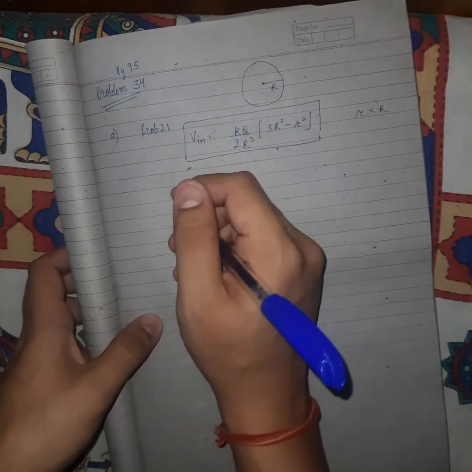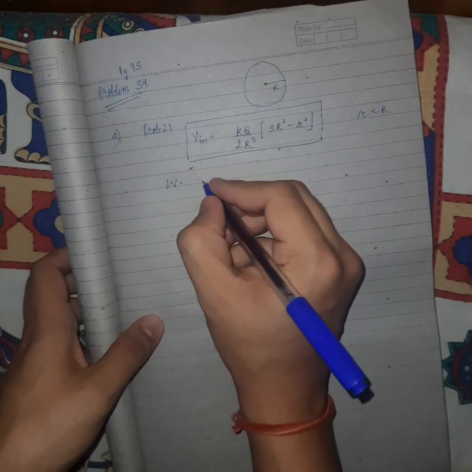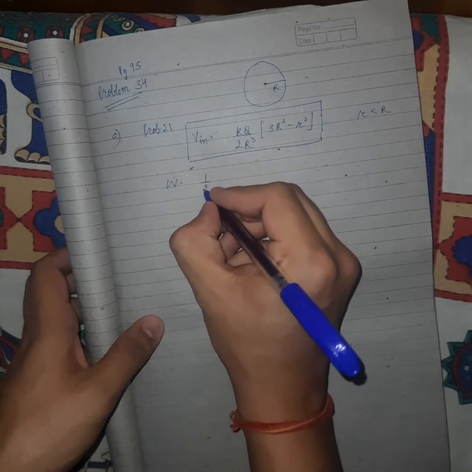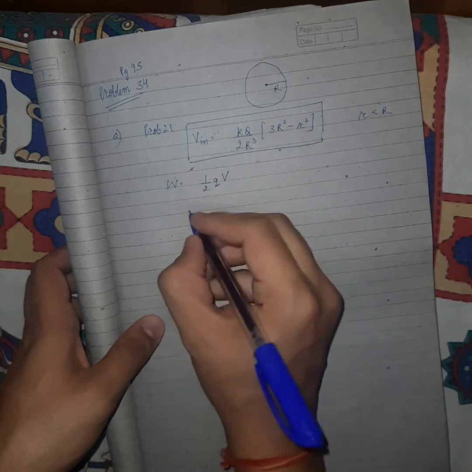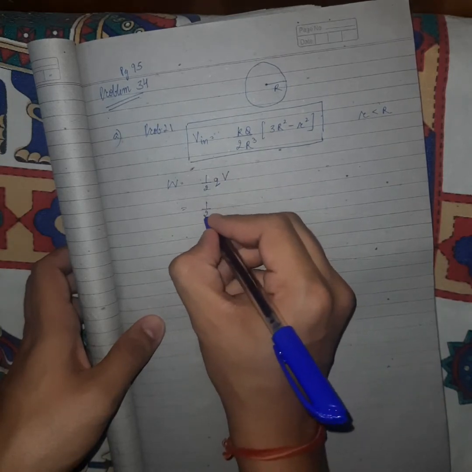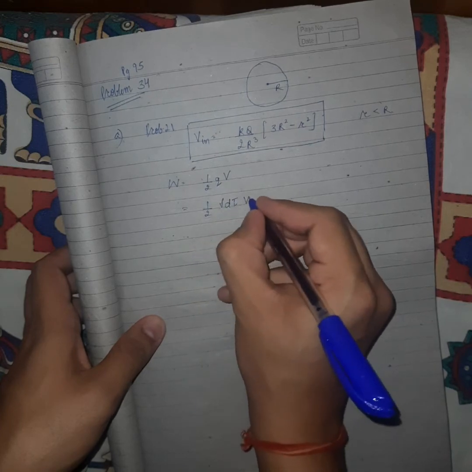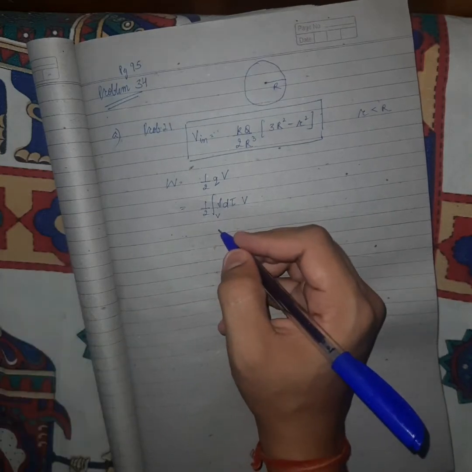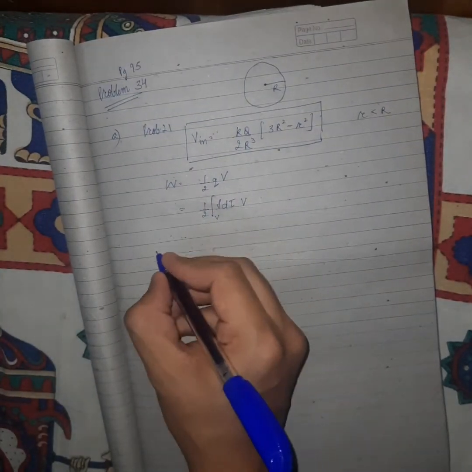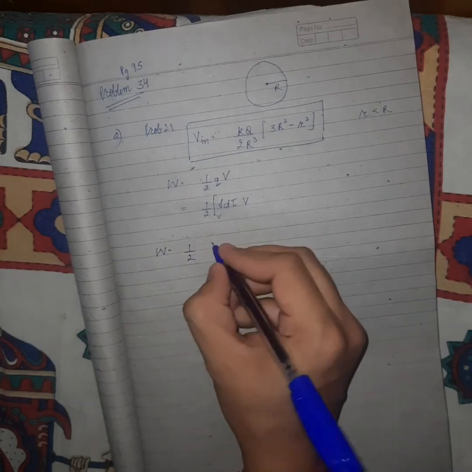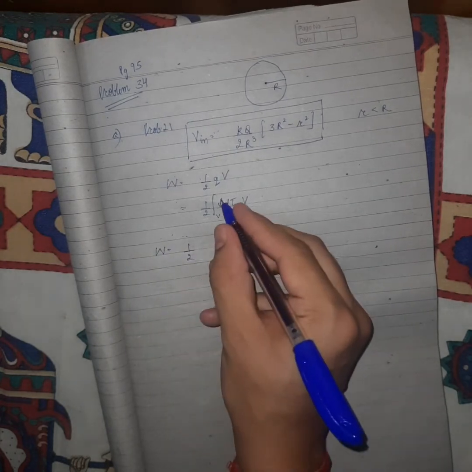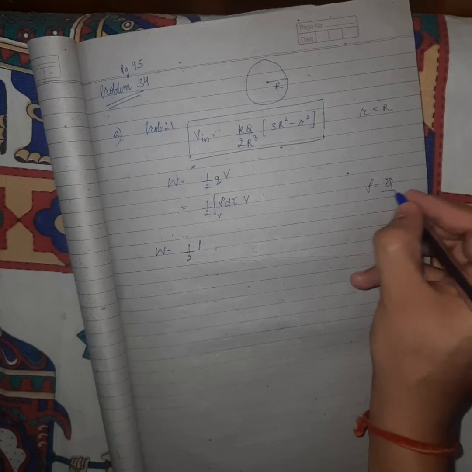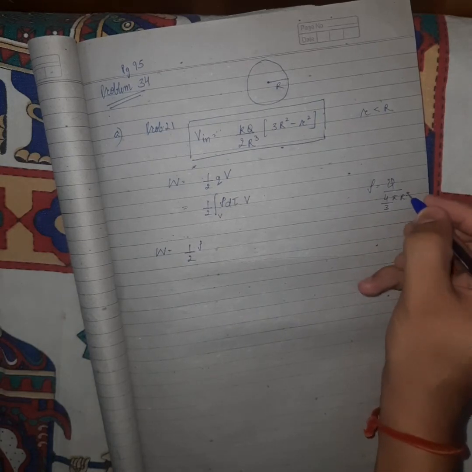Now we need to find the energy stored. The formula for energy stored, when potential is given, is half q into V. As we know, q is nothing but rho d tau, into the potential here, and the integration is along the volume. So we get energy stored as half, and let us take rho as rho for some time. I'll change it later as Q upon 4 by 3 pi R cube.